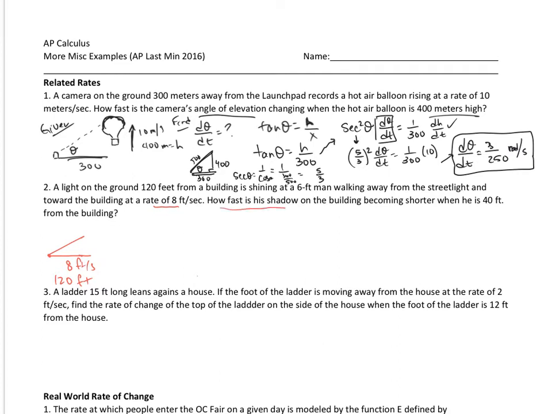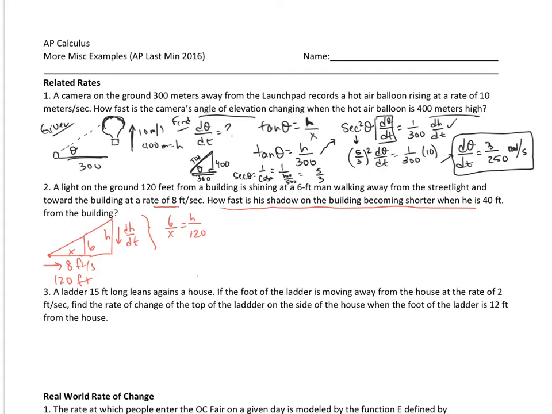How fast is the shadow on the building becoming shorter when he is 40 feet from the building? So in other words, this is my 6-foot man, and here is my building, and this shadow is getting shorter, so we have a dH dt that we're dealing with, and we're moving in this direction at 8 feet per second. So we can set up a ratio here. If we call this our x, we can set up the ratio where we've got 6 to x is going to be our height, this is our height right there, to 120.